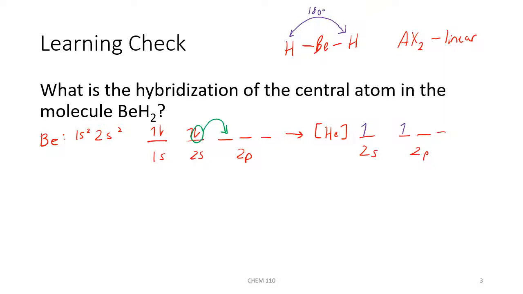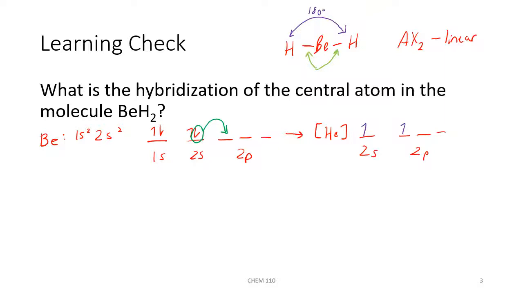So now we might think, well, maybe beryllium is forming a bond with one of its two s orbitals and with one of its two p orbitals. But both of the bonds are identical, and both of the orbitals that the electrons are living in for the two covalent bonds that we have to describe are also identical. So beryllium must not be using one s and one p.